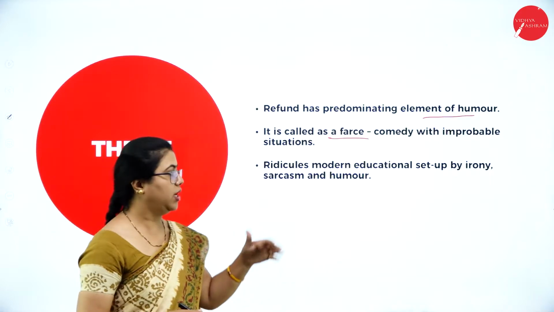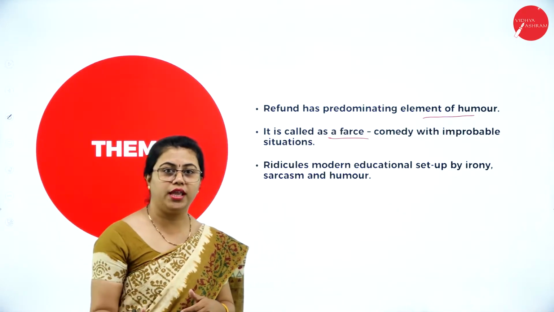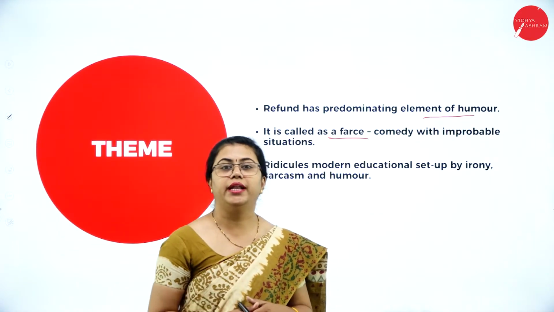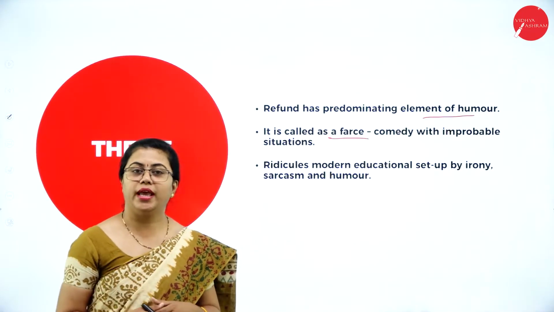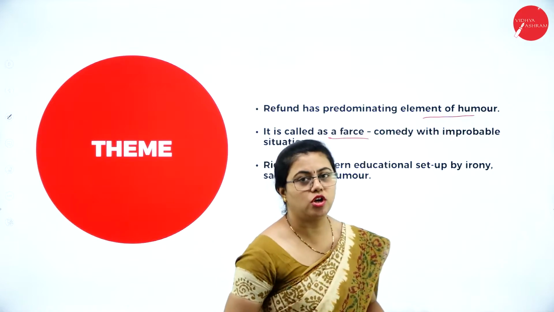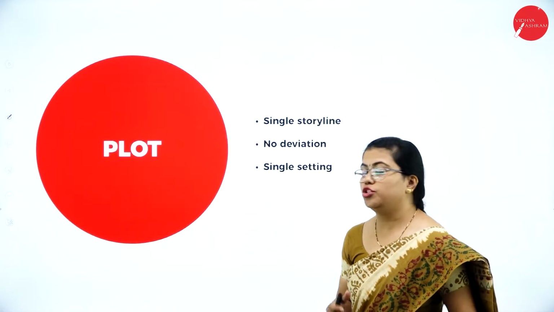Fine. So this actually ridicules. It might be a comedy, but even at the age of 40, that man is not able to get the skills in order to get into a job. So that is actually an irony, that is actually a sarcasm that the author is using. So this was all about the theme of this one act play. We will now move on to the plot.